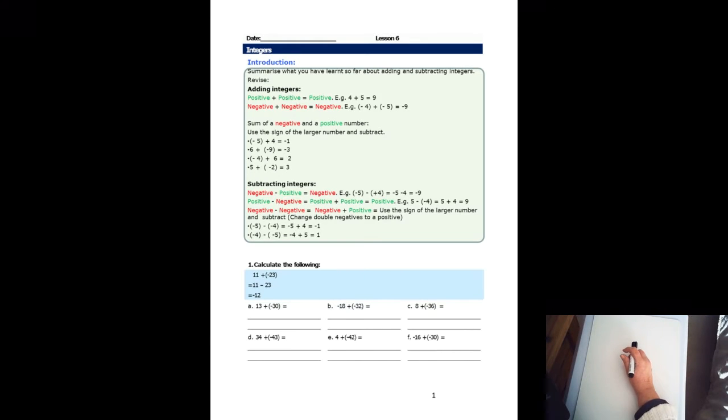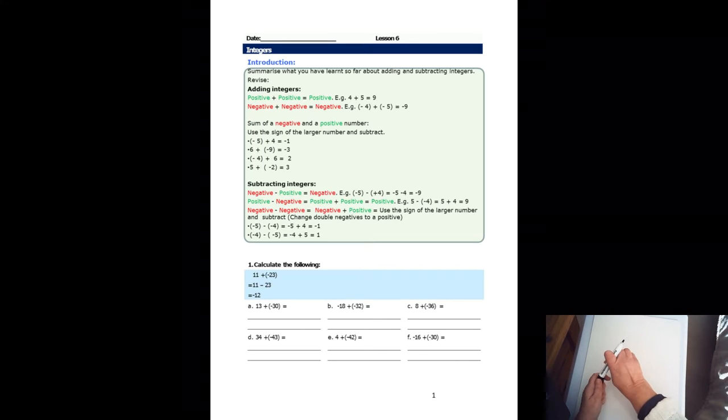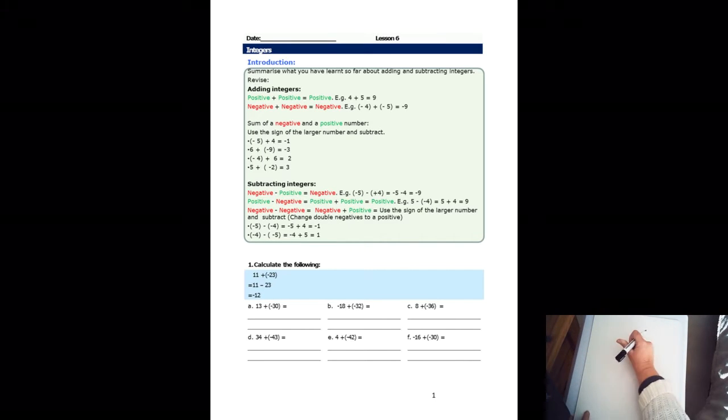Morning, grade 7. I'd just like to show you a couple of things for the homework today. The homework, it's the 15th of July and it's about integers.